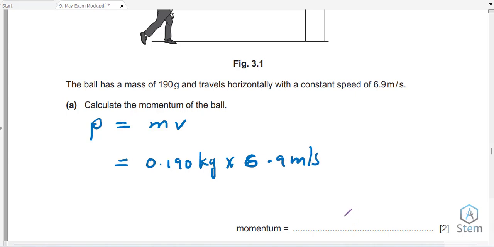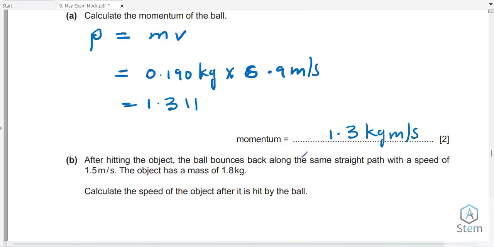Okay, if we punch in our calculators, we get 0.19 times 6.9, 1.311, 1.3 kg meters per second. Okay.